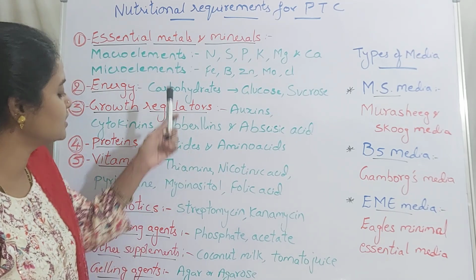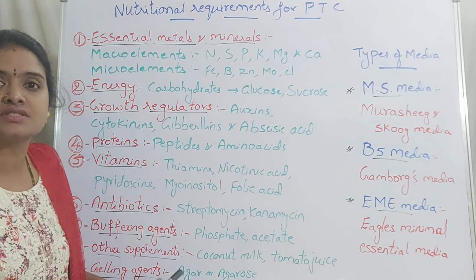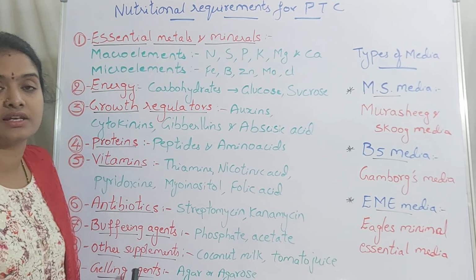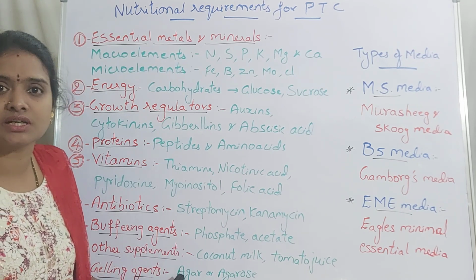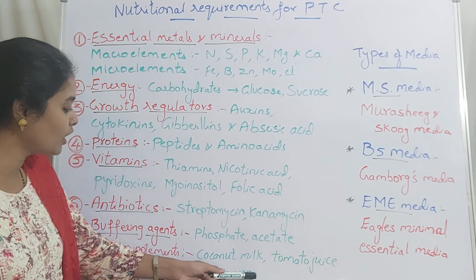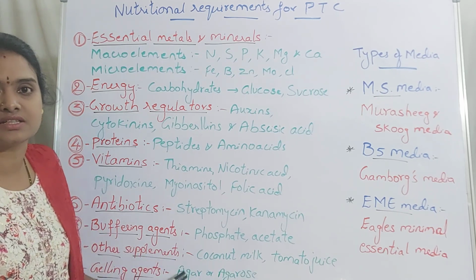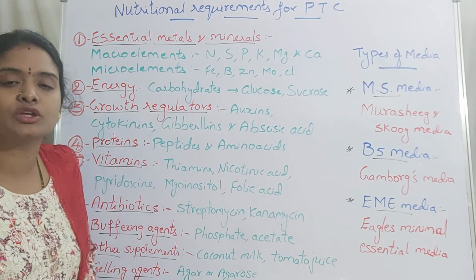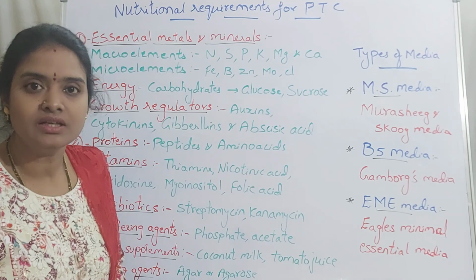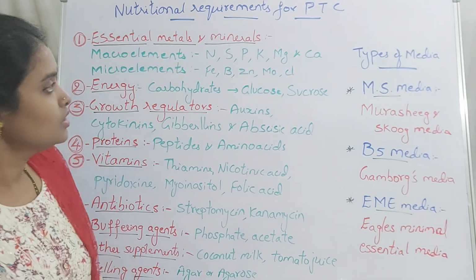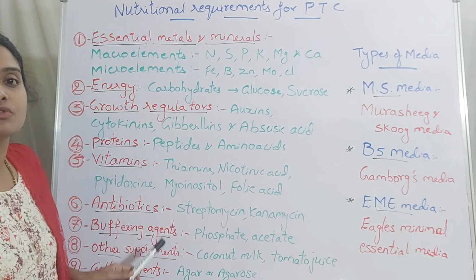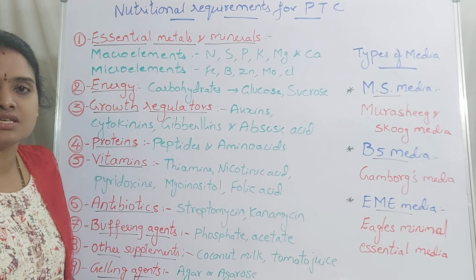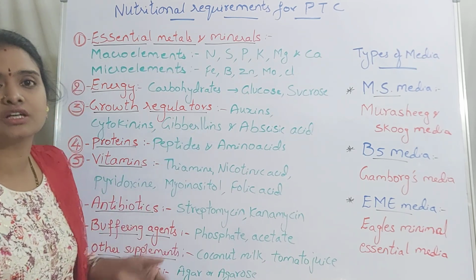After adding all these, you are allowing it to set, right? If you want a semi-solid media, you are going to use the gelling agents. If it is a suspension culture or liquid media, you are avoiding the use of gelling agents, that is agar or agarose, right? Based on the requirement, you are going to prepare the liquid media or the semi-solid media. Okay, so these are the basic components which are present. Based on the composition of the components, they have been named as different types of media.